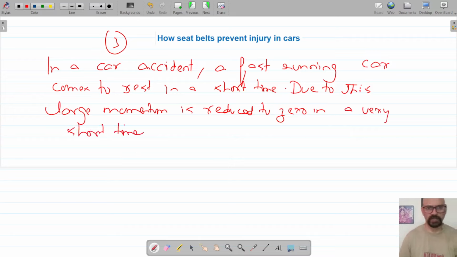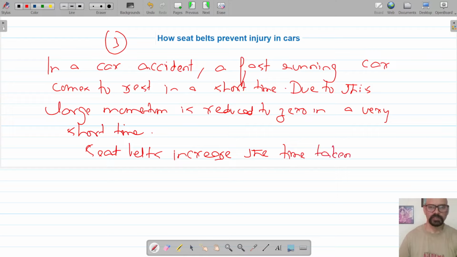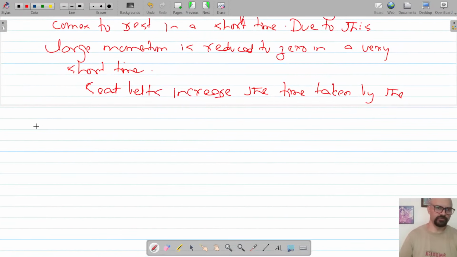And now when this happens, the seat belts worn by the passengers increase the time taken by the passengers to fall forward. So what are the belts doing? Seat belts, if they are worn by the passengers, increase the time taken by the passengers to fall forward.